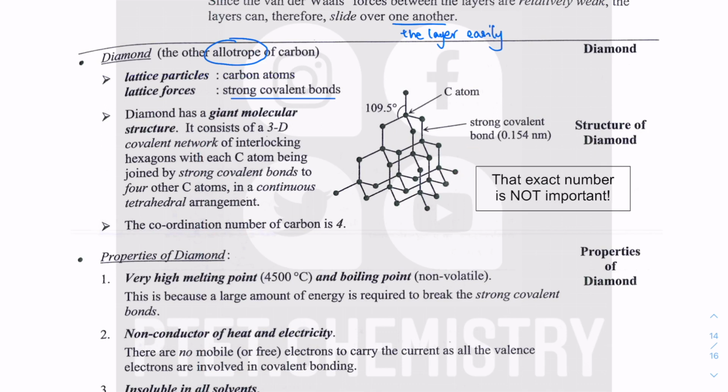Okay, so it's not a layered structure like graphite. All the carbon atoms are used for forming 4 single covalent bonds. All right, so here the coordination number is 4 because each carbon is bonded to 4 other carbon. The coordination number of carbon in graphite was 3 because each carbon was only bonded to 3 other carbon.